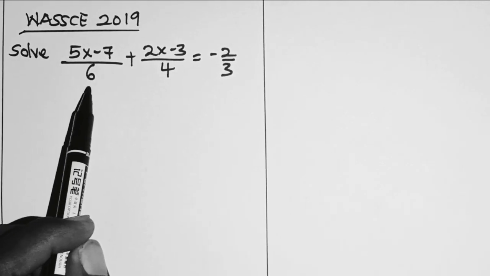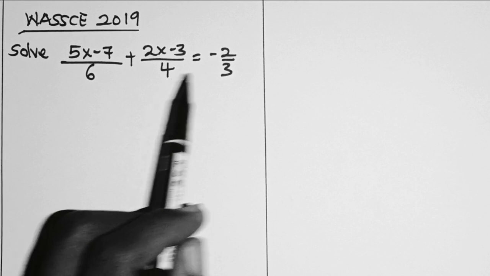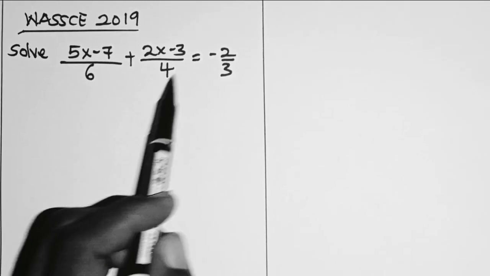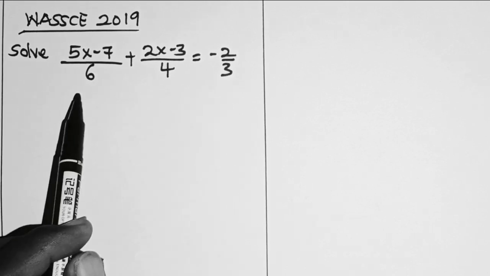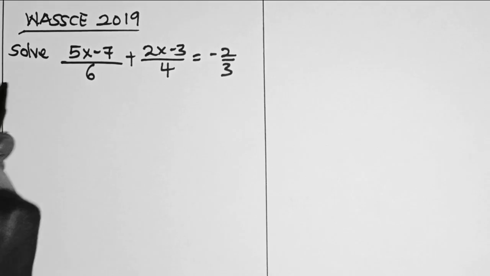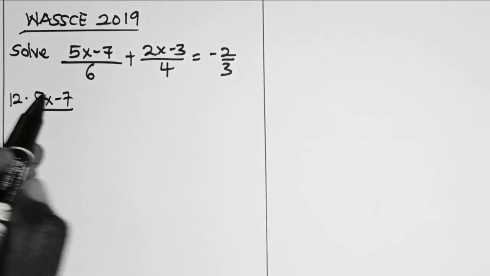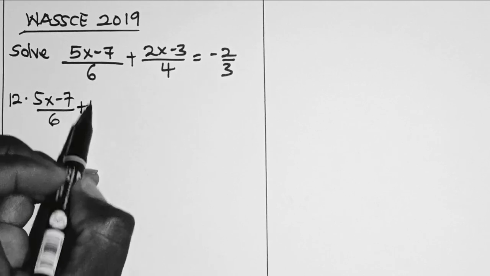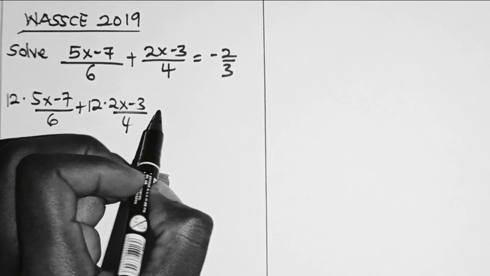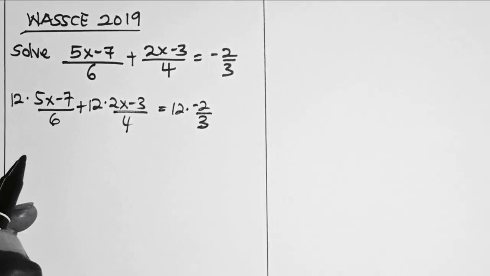Solve 5x minus 7 divided by 6 plus 2x minus 3 divided by 4 equals minus 2 divided by 3. So we have 6, 4, and then 3. The lowest common multiple between 6, 4, and 3 is 12. So let's multiply through by 12. So here becomes 12 times 5x minus 7 divided by 6 and plus 12 times 2x minus 3 divided by 4. And this is equal to 12 times minus 2 divided by 3.